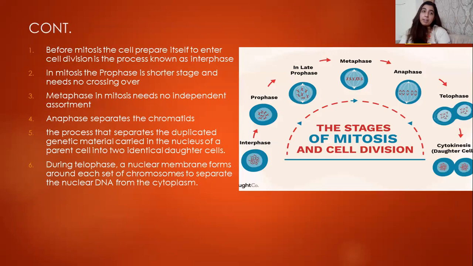Before mitosis, the cell prepares itself to enter the cell division and the process is known as interphase, as I have told you before. In mitosis, the prophase is a very short and less complex stage and it does not need a crossover. In metaphase, as far as mitosis is concerned, you do not need an independent assortment. Means आपके जो क्रोमोसोम होंगे उनको differently align नहीं किया जाएगा, एक ही साथ उनको एक longitudinal way में रखा जाएगा. एनाफेज में ये सेपरेट हो जाएंगे और इनके अपने अपने सेपरेट क्रोमेटिड्स होंगे.